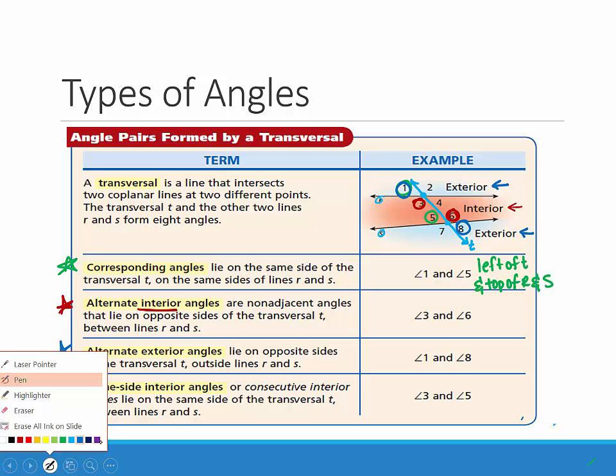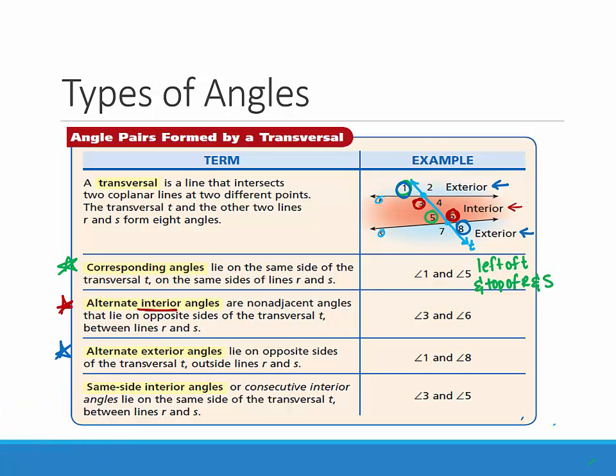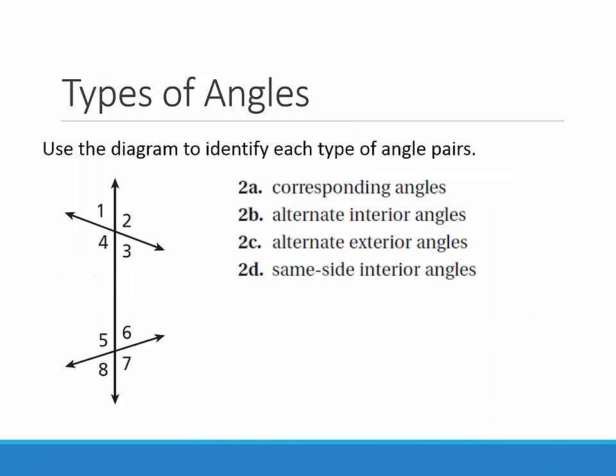And then this next one should make a lot of sense. Same side interior angles. So the example they give us is 3 and 5. They're on the inside of R and S, but they're on the same side of the transversal. 4 and 6 are also same side interior angles. So use the diagram to identify each type of angle pair.